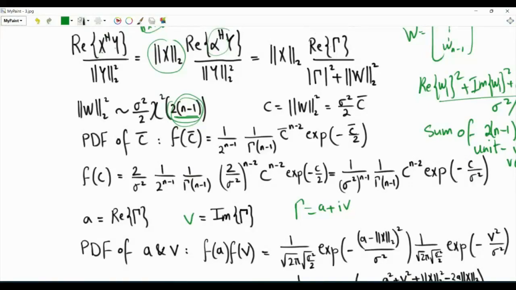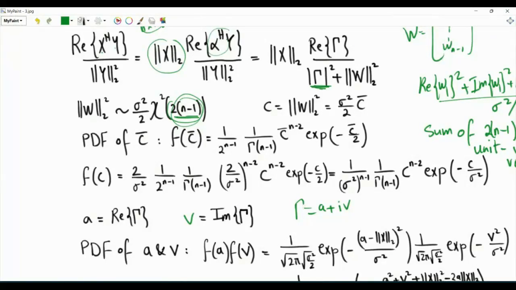So the fraction of interest here in the numerator has the real part of gamma, which is A, and in the denominator there is the magnitude of gamma squared, so that's A squared plus V squared. And then we have the L2 norm squared of vector W, which we call C, and don't forget that C is sigma squared over 2 times the chi-squared random variable.